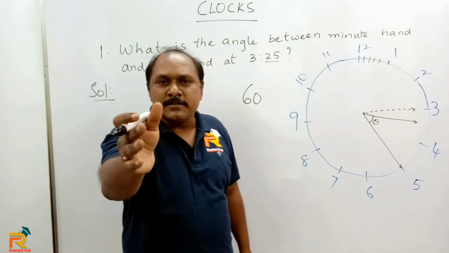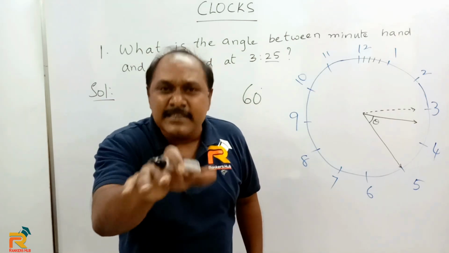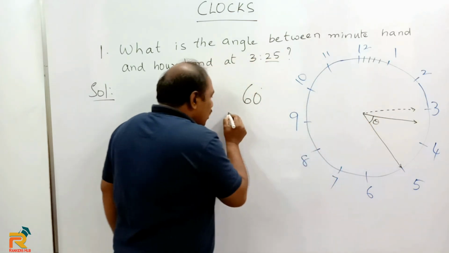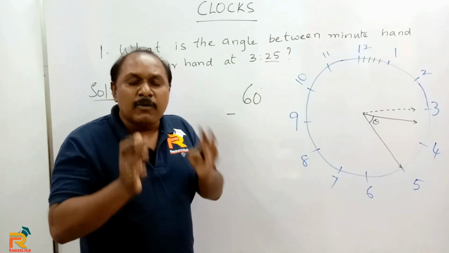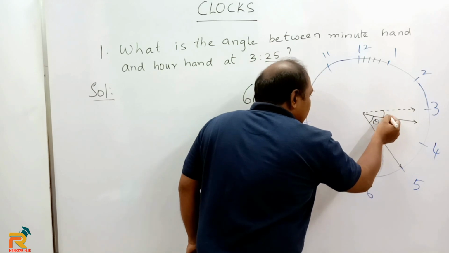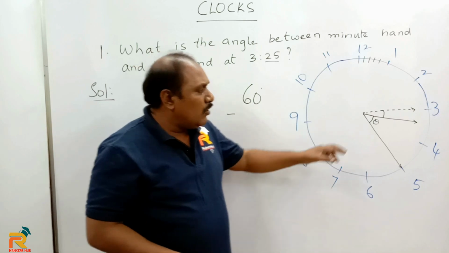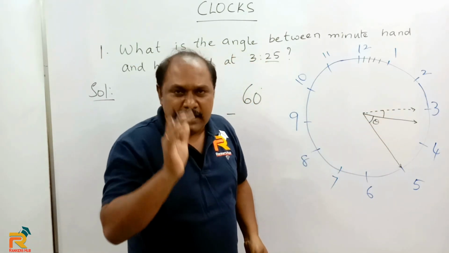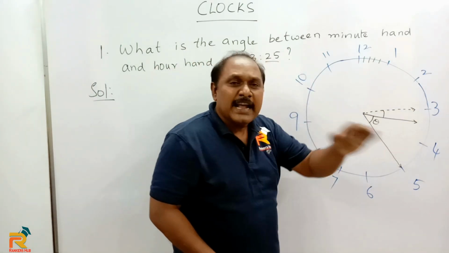Now apply common sense. Will our answer be greater than 60 or less than 60? Definitely our answer should be less than 60. So from this 60, I have to subtract some angle to get our answer. Now what is the angle that I have to subtract? Clearly you can see this is the angle that we need to subtract to tell the answer for our question. Now this angle depends upon how many minutes have passed after 3, because exactly at 3 o'clock the hour hand should be exactly at 3.